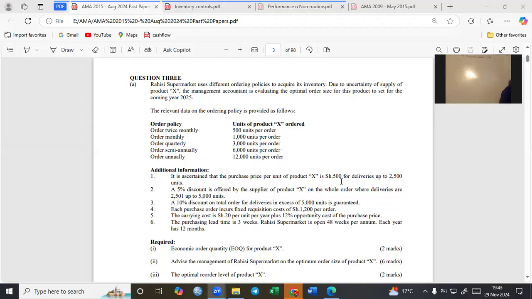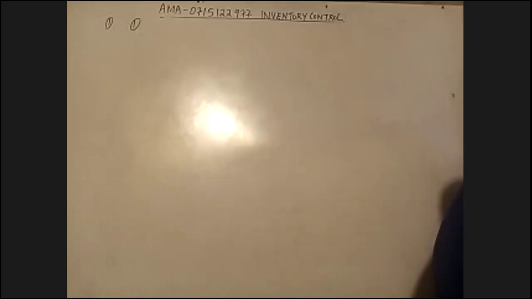Now we start with the EOQ. How do you get the EOQ? Let me write the formula on the board and then we analyze it. Let me just present it on the board. I hope you have the question and I hope you can follow along.